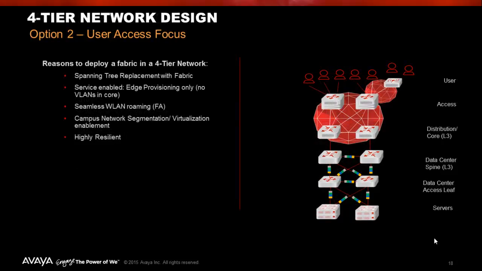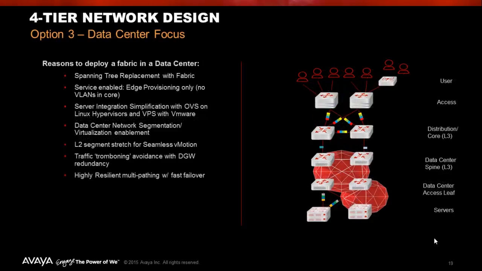Let's say it's the user access that we need to approach first. Well, I get the benefits of getting spanning tree out of the picture. I can remove my edge provisioning requirements, I get seamless WLAN roaming, and I remove all my routed interfaces and VLANs from the core. I accomplish the need for end-to-end network segmentation, and notice how my data center spine and my data center access leaf are still in the legacy mode. We're using nothing more than route redistribution and tagging in order to glue these worlds together.